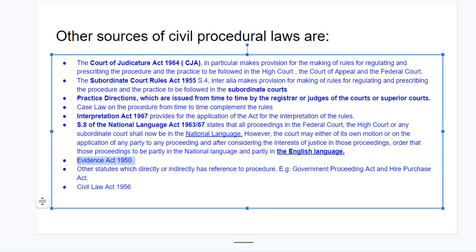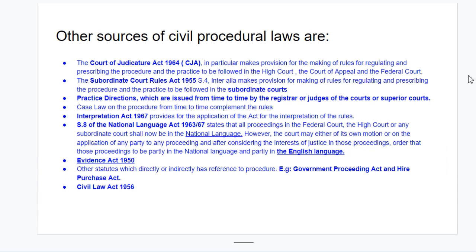The Evidence Act is basically a supporting law, for whenever you want to produce additional items to support your allegations in the case, that is considered as evidence. And then you have the Government Proceedings Act and the Hire Purchase Act. This one is only for government matters. And then lastly, you have the Civil Law Act. The Civil Law Act is basically guiding you on the concept of a claim, the concept of what civil rights an individual may have.